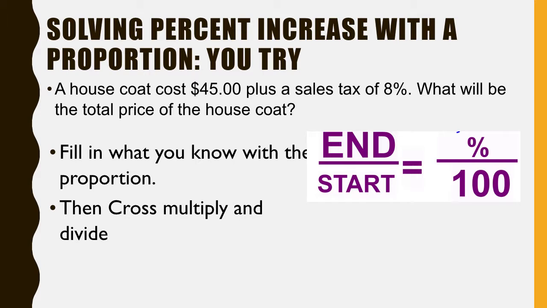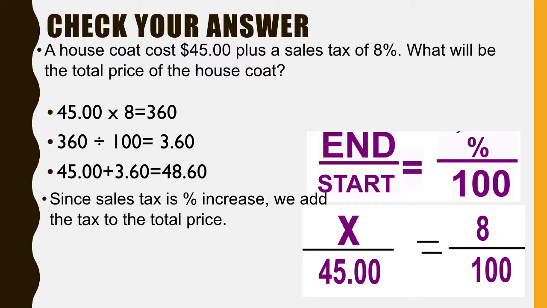Now you try one. A house coat costs $45 plus a sales tax of 8%. What will be the total price of the house coat? Remember to fill in what you know with a proportion, then cross, multiply, and divide. Now let's check your answer. We don't know the end, so x over 45 equals 8, which is the percent over 100.